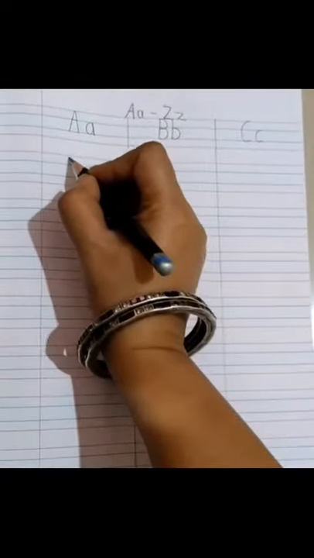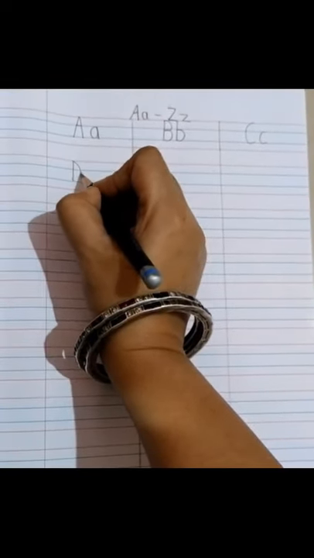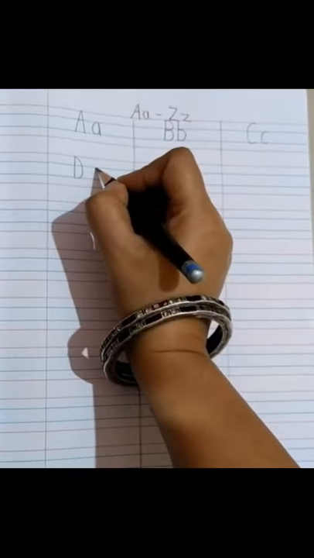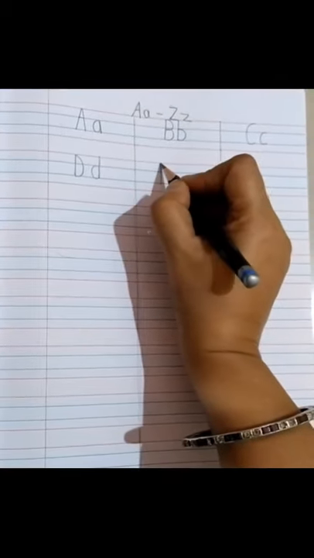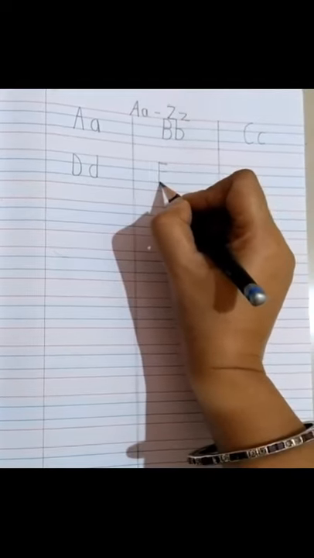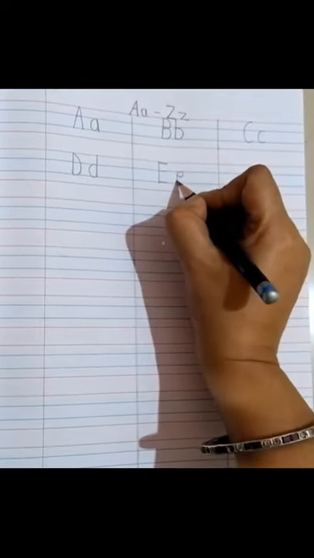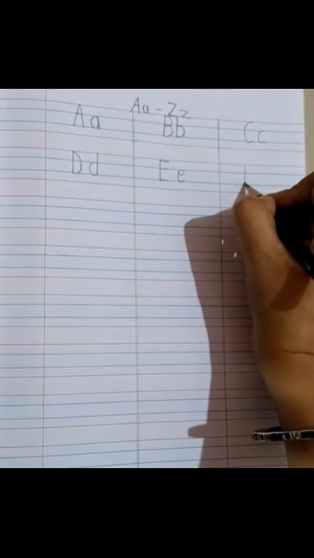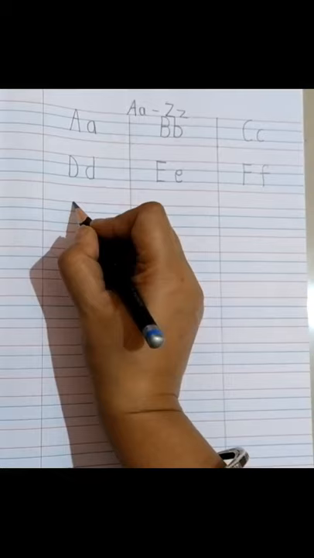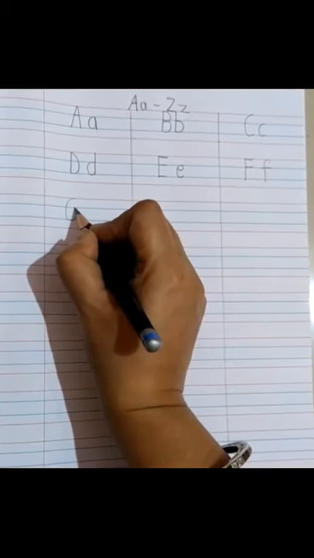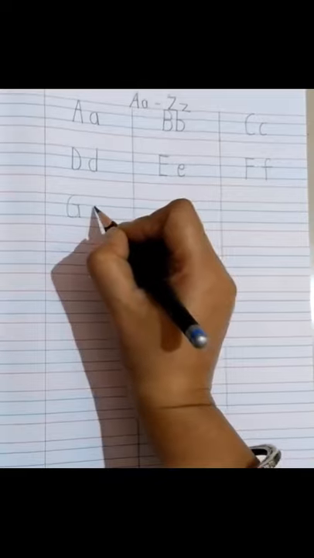Yes, moving on. D. And next to it, the baby D. Then a E. And then we have the baby E. F. And next to it, the baby F. G. Then the baby G.